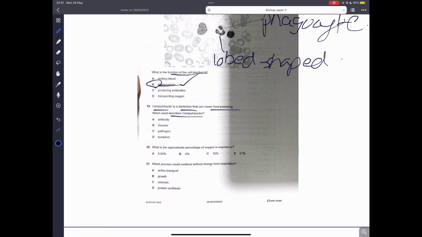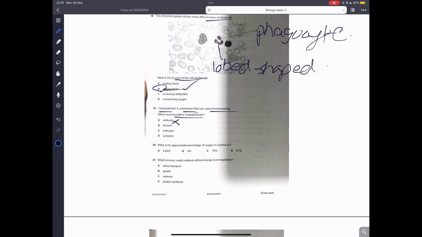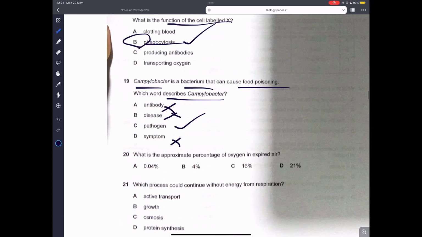Okay, which can cause food poisoning. Which word describes the... So a bacterium is a pathogen.